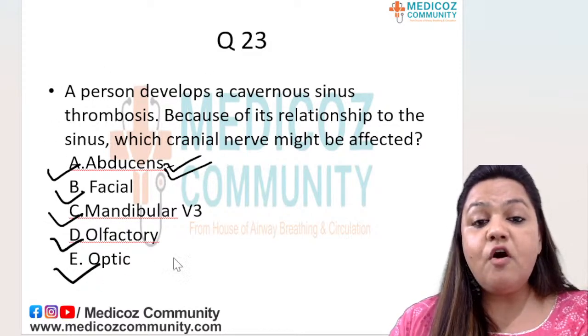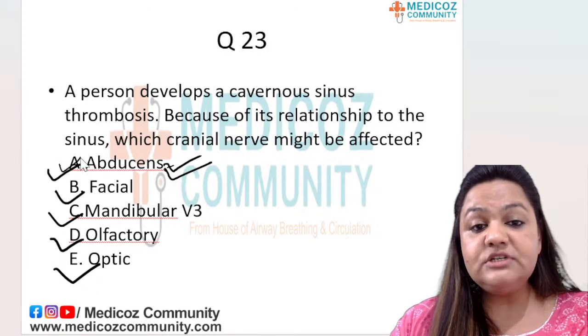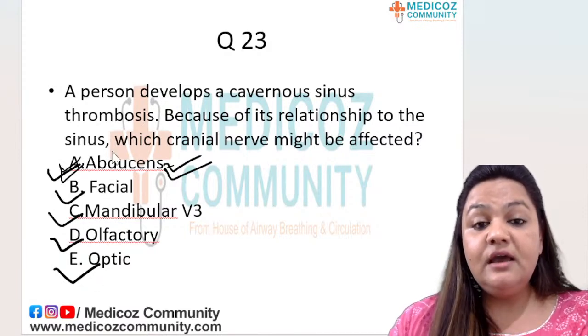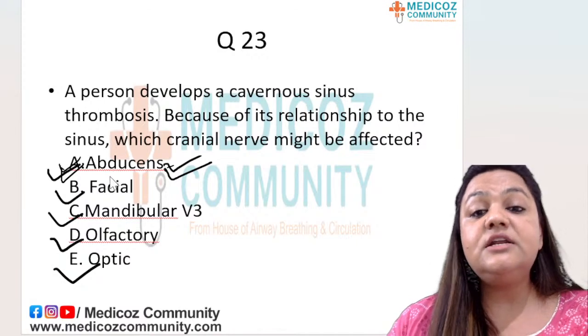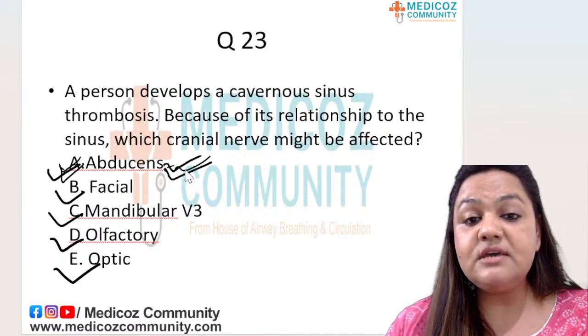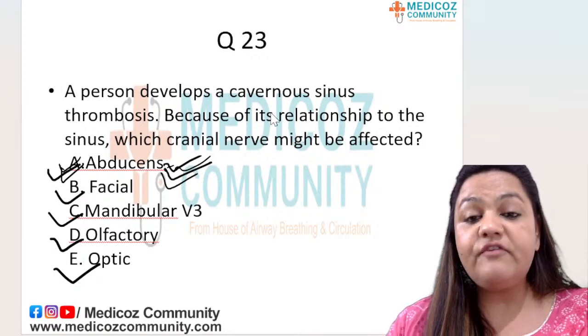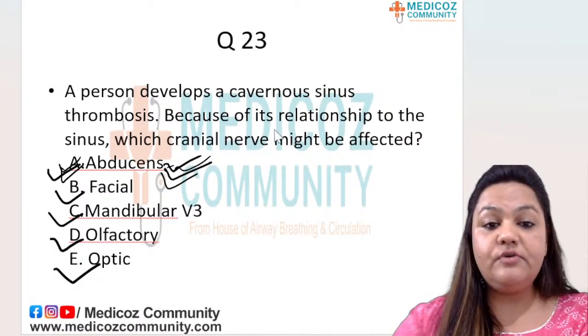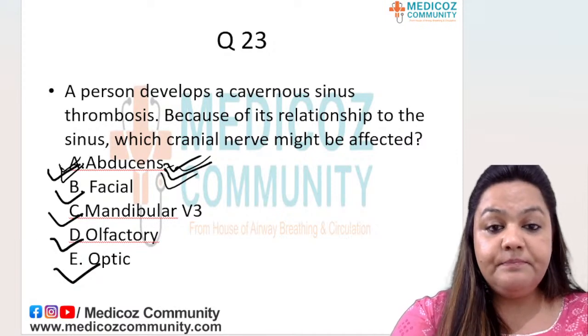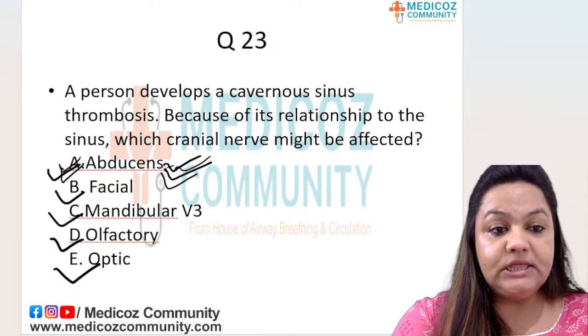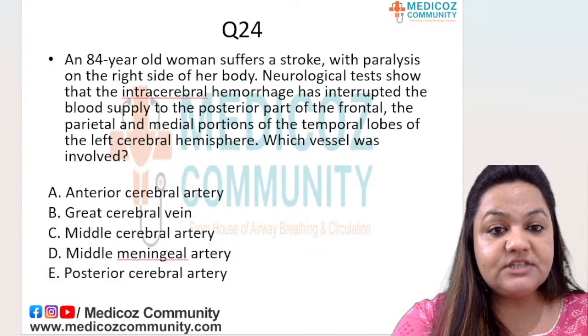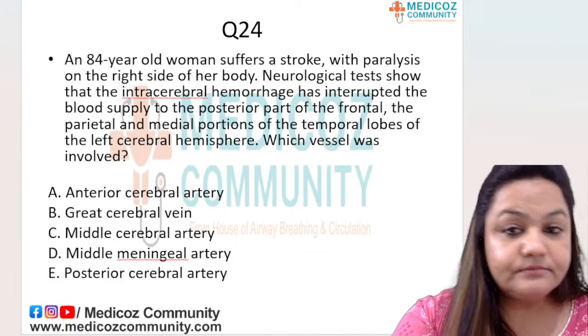So out of all these given nerves, the abducent nerve is present within the cavernous sinus. It is related to the cavernous sinus. So there is a chance your abducent nerve can be affected in case of cavernous sinus thrombosis. Okay, so this is question number 23. Then we will proceed to the next question, that is question number 24.